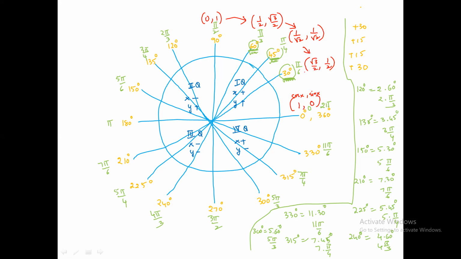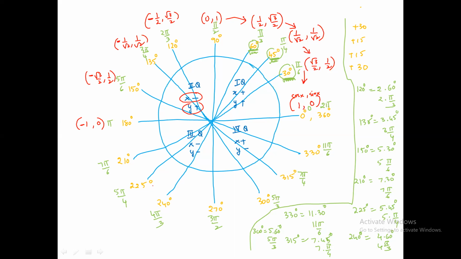Now, the remaining values, I will go back in this direction and I will write the same. That means first I will write 1 by 2, root 3 by 2. Next I will write 1 by root 2, 1 by root 2. Next I will write root 3 by 2, 1 by 2. Next I will write 1, 0. But because X is negative and Y is positive in this second quadrant, I have to take X negative everywhere. In X I have to put minus in the front.